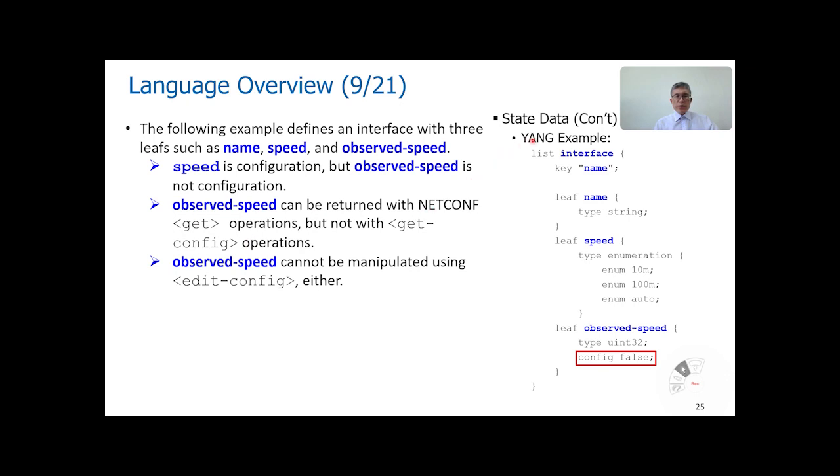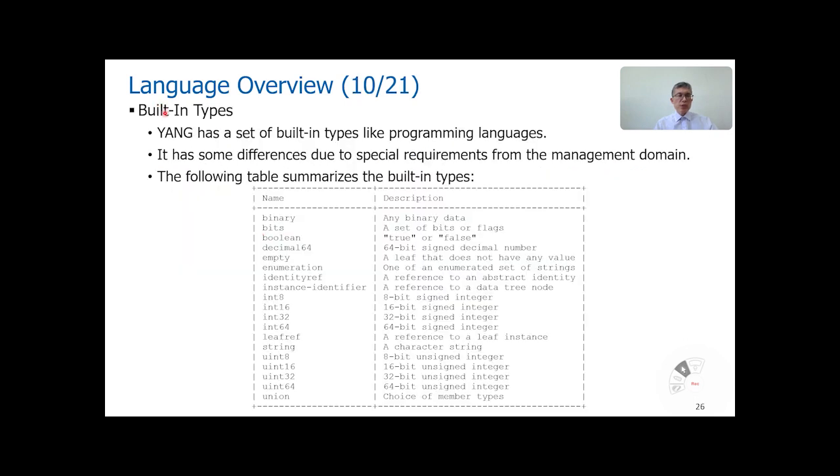So, for example, in the state data case, we have an interface, like a network interface, with a name and a speed. The observed speed is config false. This means it is just observed, not actually configured using edit-config or get-config; it cannot be used, and we can just use the get operation.